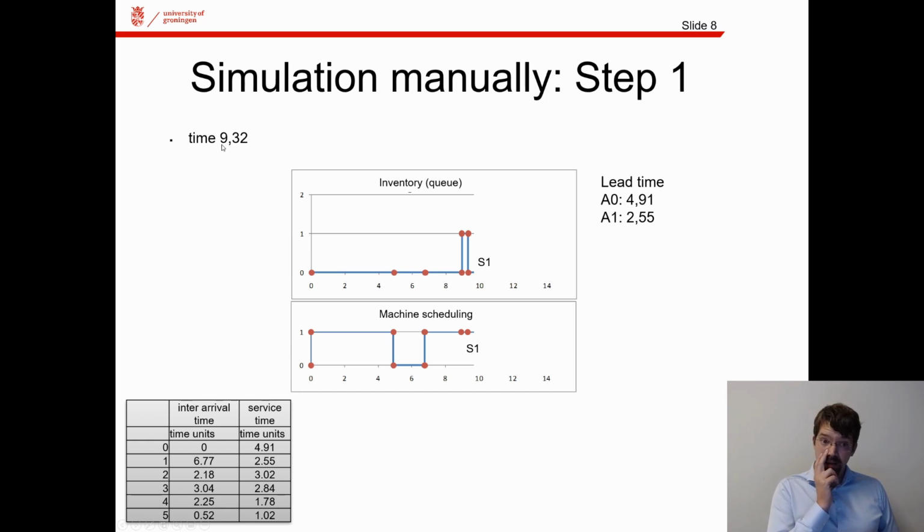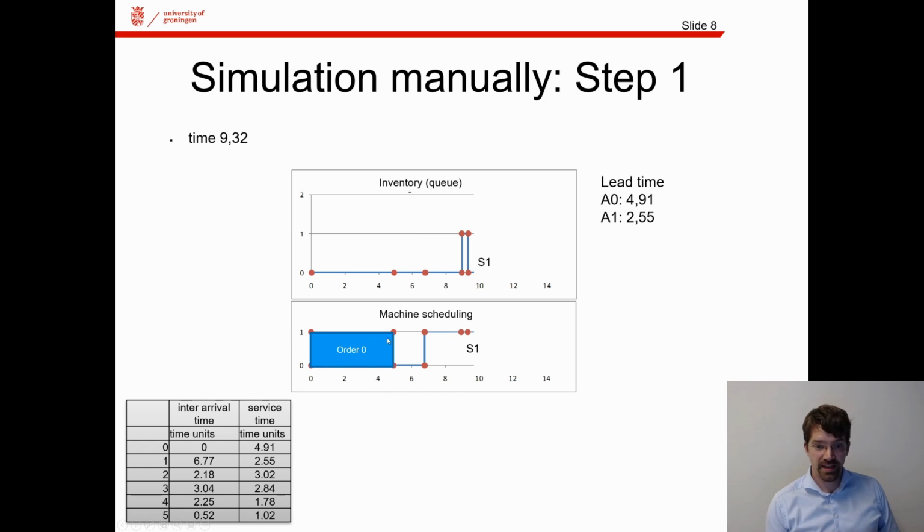At 9.32, the processing of the previous order is ready. And that is as well the time where the order 2 can go immediately into the machine. And we also get the lead time for order 1, which is 2.55, which again is just the service time or processing time, because we don't have any queuing time for this order 1.